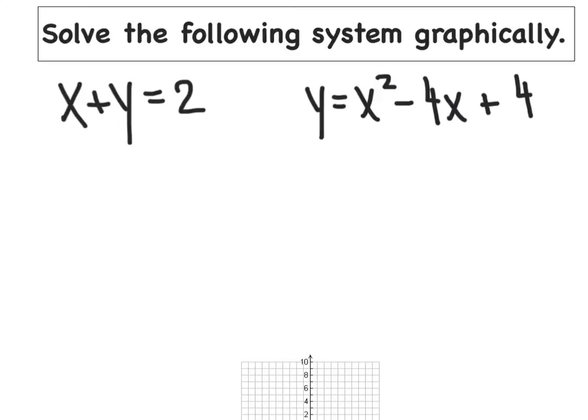Okay, last one for the night. I've got another line just like I had in the last example, but then we've got a parabola to work with instead of a circle. I'm not sure which one you like better.